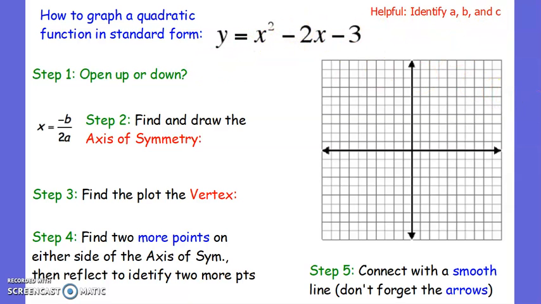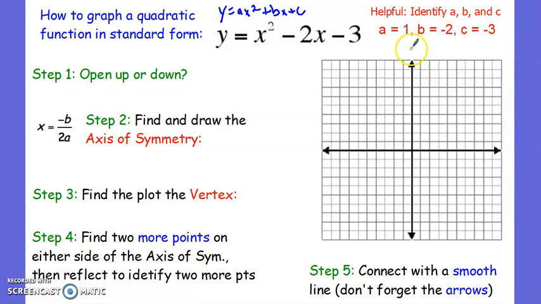Again, if we're talking about standard form, we're talking about a parabola or a graph that's going to have y equal to ax squared plus bx plus c. So a is the coefficient of x squared, so right now that's going to be a 1. b is the coefficient of x, so -2. And c finally is the constant term over here at the end, or that -3. So if we have those three things identified, that's going to be very helpful for us here at the top.